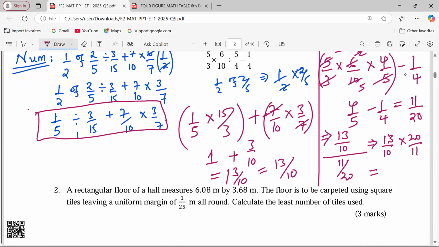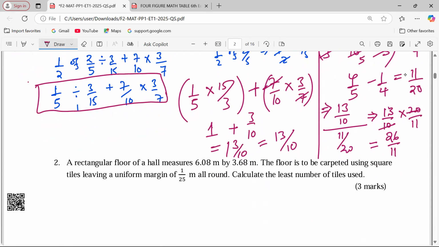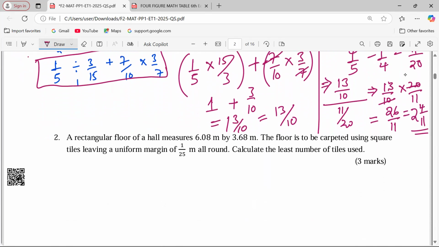So this is supposed to be 26 over 11. And 26 over 11 means 2 and 4 over 11. So the final answer, you can't leave it as an improper fraction. You must express it as 2 and 4 over 11. So that becomes the final answer.